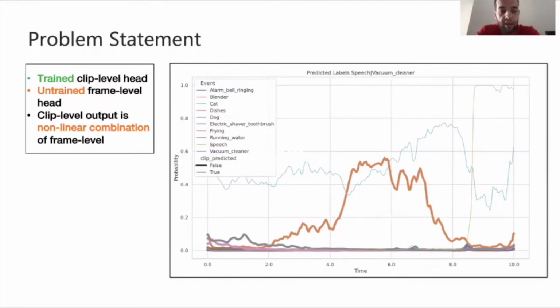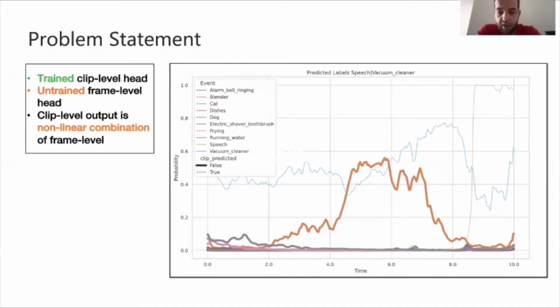The problem is that the outputs of the frame level head are during training summarized to the clip level in order to be backpropagated, using mainly a nonlinear combination of these frame level weights. That means it's not entirely sure what the output of the model is, given for example a frame level output. What is the clip level output? Would it output one label more than the other, some a little bit more than the other?